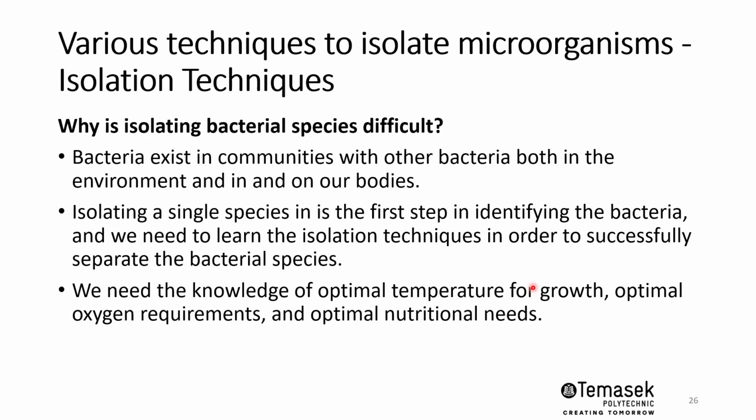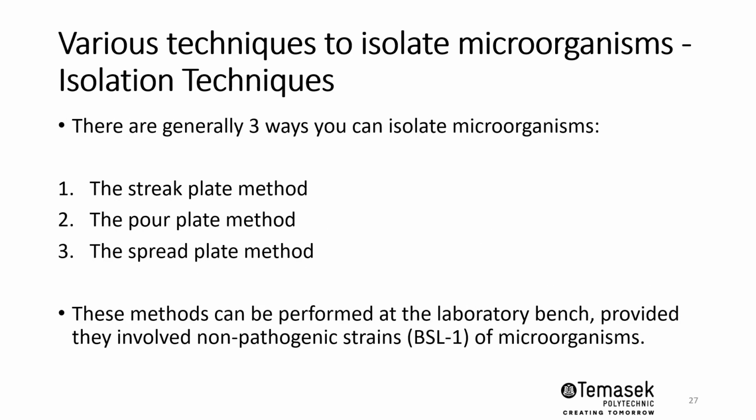In addition, we also need the knowledge of their preference in terms of their optimal temperature for growth, their optimal oxygen requirements, as well as their optimal nutritional needs. So generally, there are three ways you can isolate microorganisms. Firstly, we talk about the streak plate, the pour plate, as well as the spread plate. So by now, you should have actually done the streak plate, and probably we are in the process of going towards doing the pour plate as well. Some of you may have already done it before. These are generally the three ways you can isolate microorganisms, and these methods can often be done at the working bench in the laboratory.